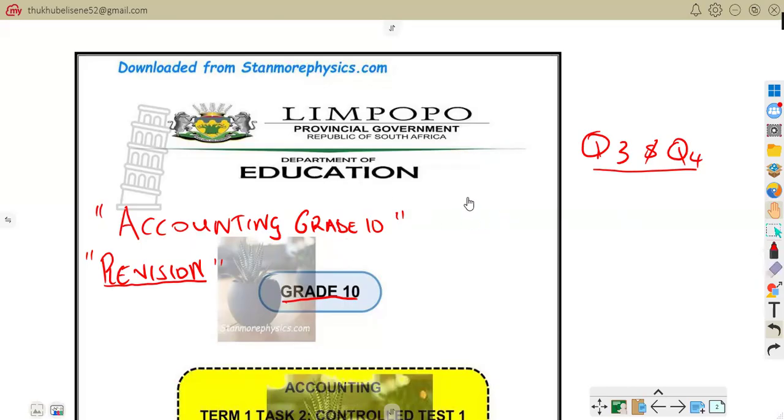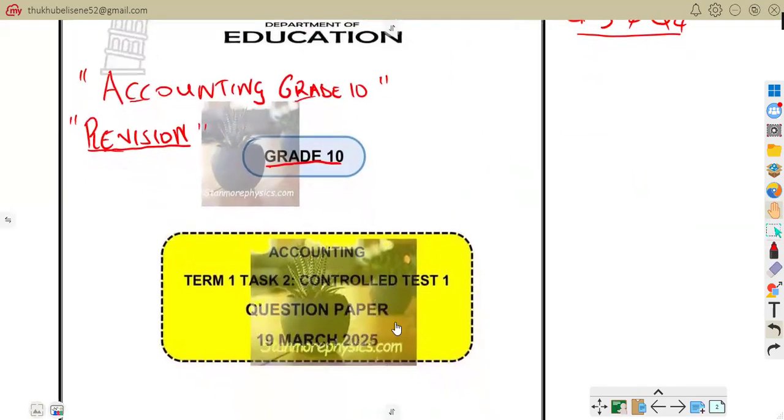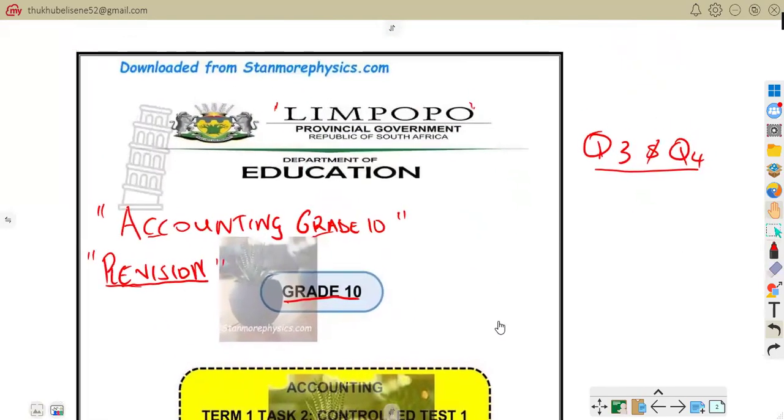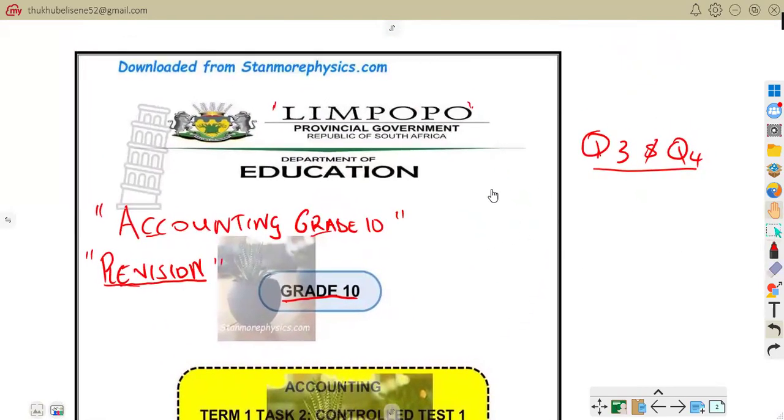We are going to do accounting grade 10 revision for a paper that was written in Limpopo province on 19 March 2025. Last time we did question one and question two of the very same question paper.